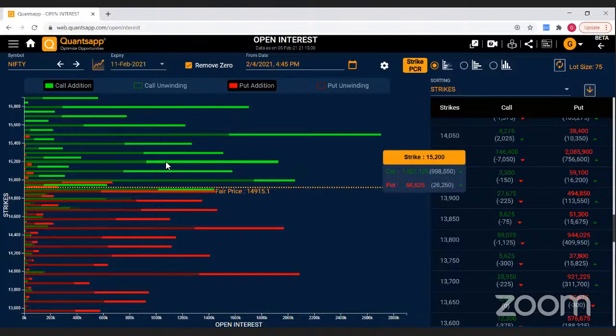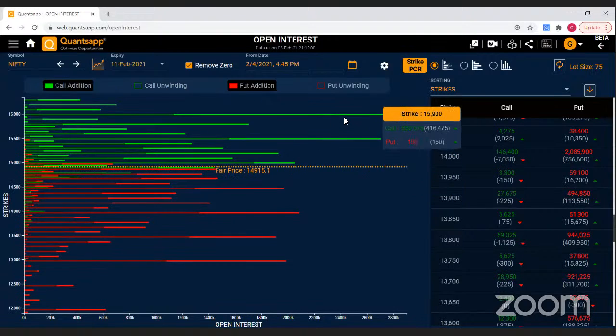I hope I have cleared this particular point as well. Why we look into the open interest in terms of writers, and how we can identify the support level.